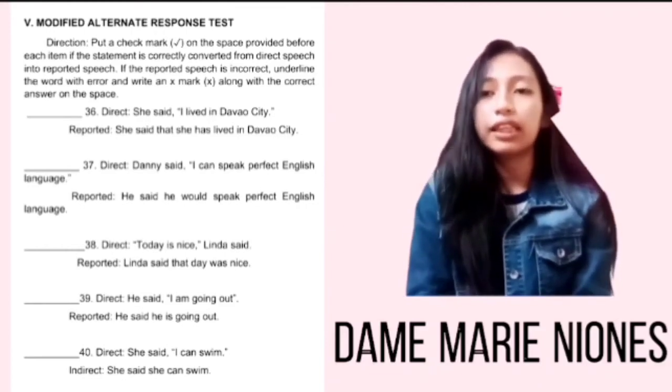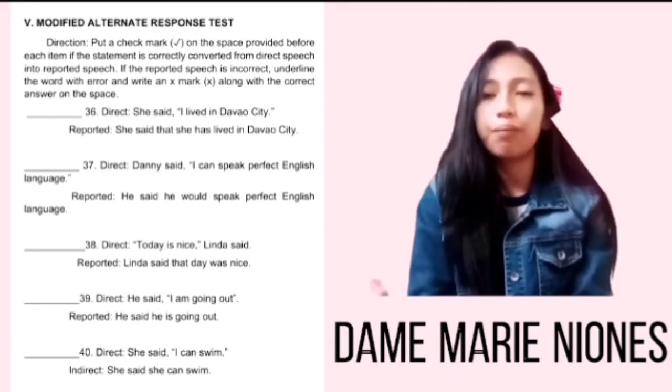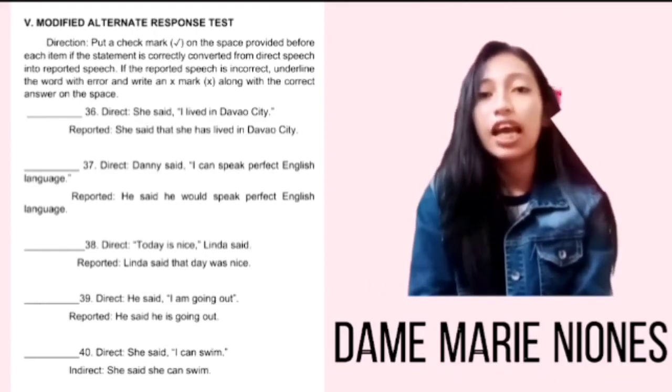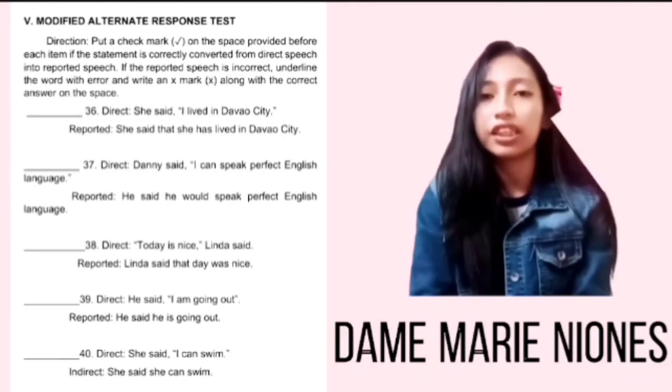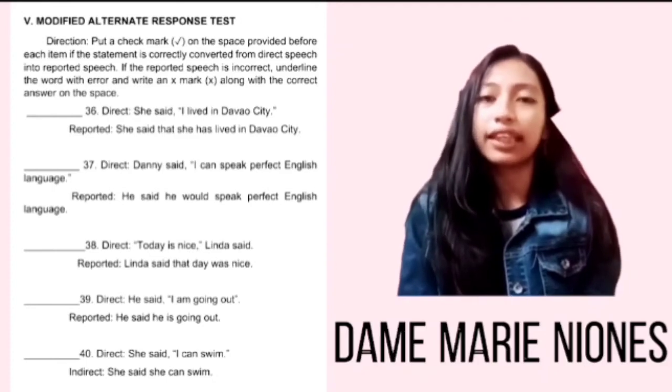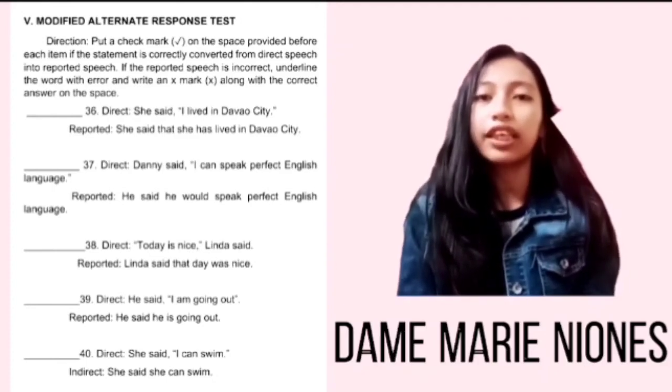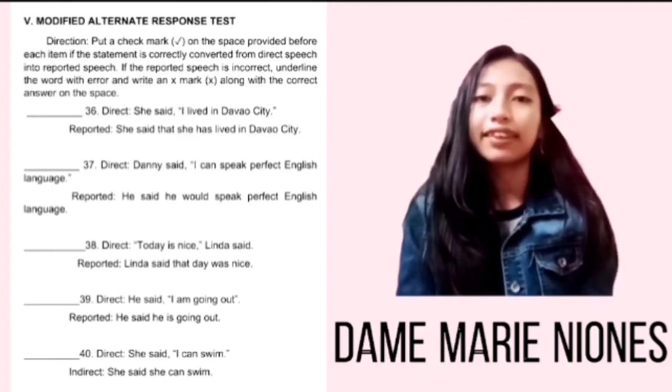So the objective of the evaluating level in the table of specification is that the student must be able to determine whether the statement follows the correct rules of changing direct speeches into reported speeches, vice versa. So it matches the objectives of Test 5, which is the moderate alternate response test.